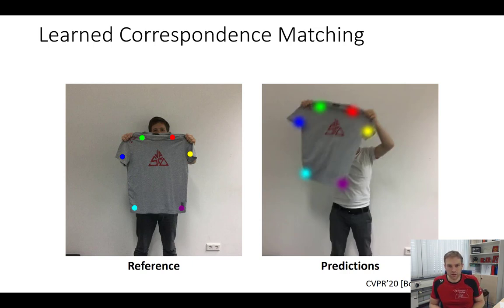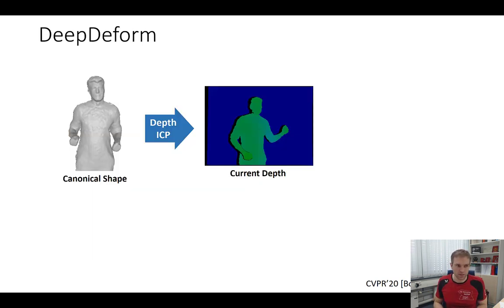Now, this is just the correspondence, right? Of course, what we would love to get at the end of the day is a 3D reconstruction of everything. So now we combine all of these things together with traditional insights from 3D reconstruction methods. And this is what the DeepDeform method is doing. So in principle, you have a canonical shape. You have a current depth map here. You want to align the canonical shape with a dense ICP term to the current depth. This is essentially what DynamicFusion has been doing before.